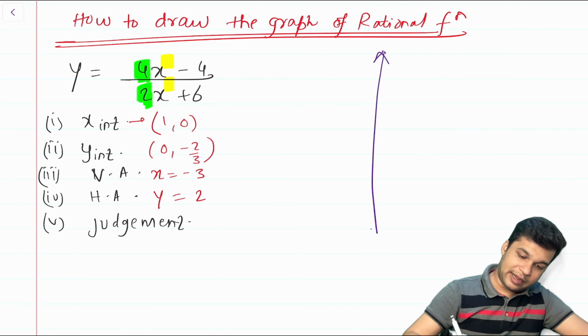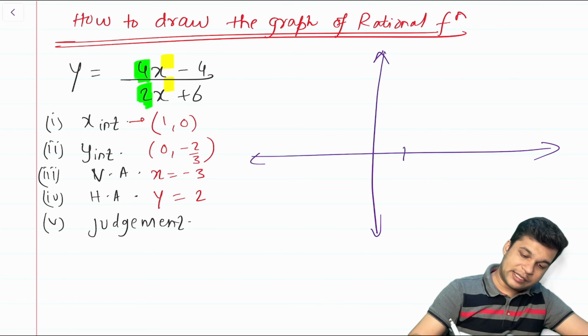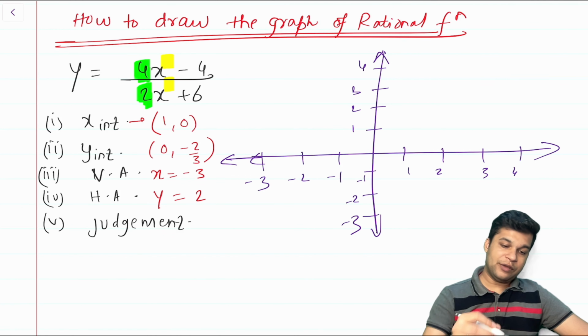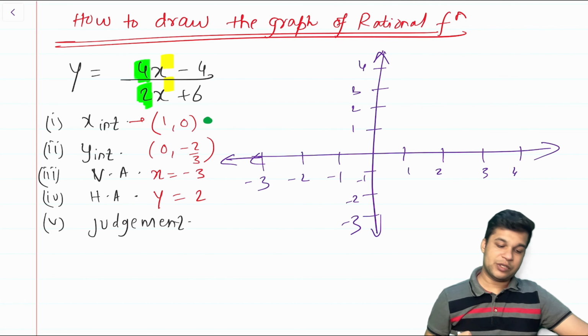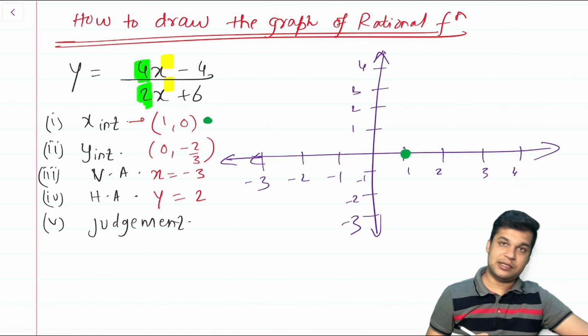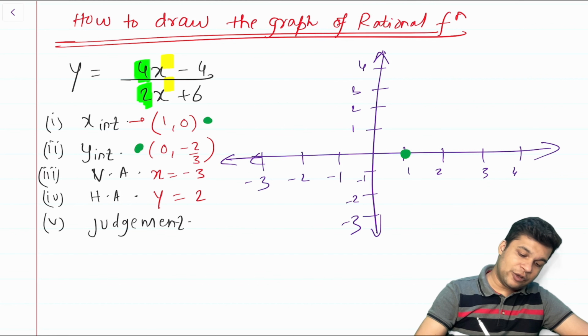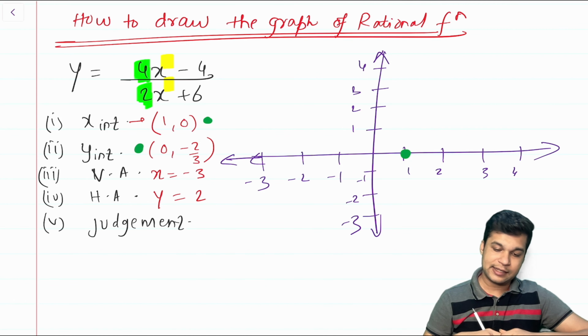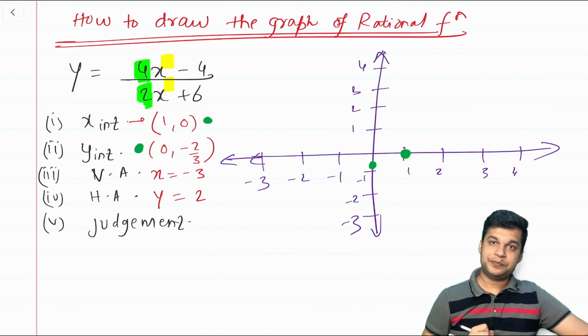Let us draw the Cartesian plane and let's see what we get. So let's say 1, 2, 3, 4, negative 1, negative 2, negative 3 on both axes. The first point is (1, 0), so I'll mark it here. The second point is (0, negative 2 by 3). So negative 2 by 3 is what? Negative 0.666. So it will be over here.